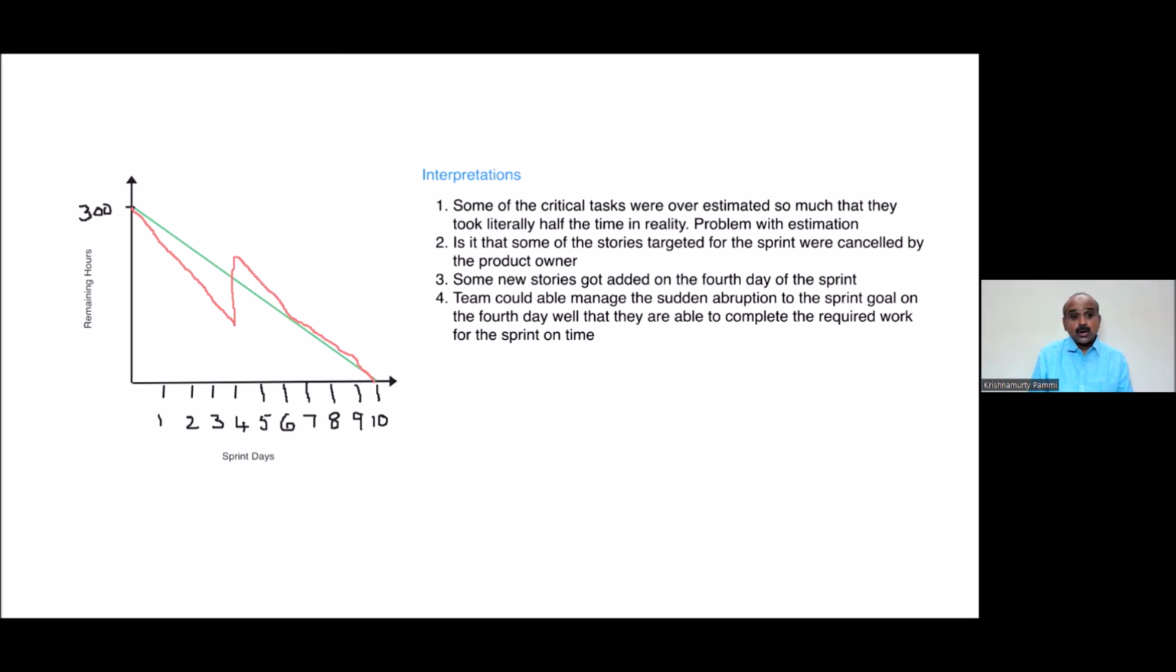It talks about why stories got canceled, why the tasks were overestimated, why stories got added during the sprint. How can I prevent this kind of pattern going forward? So this is what it is. Okay, so let me go and talk about the next pattern, right? Now the 4th pattern I'm going to talk about.